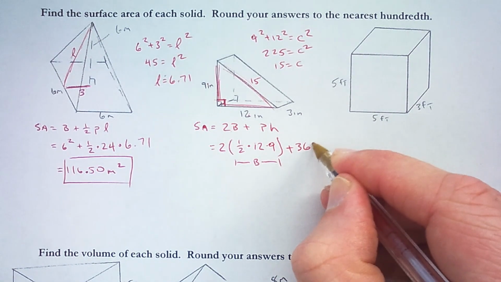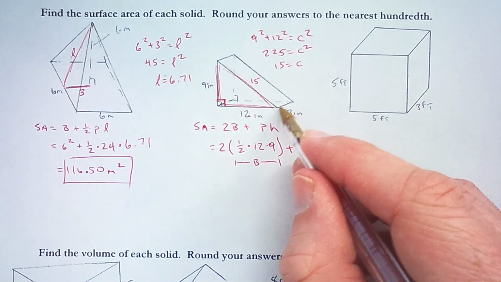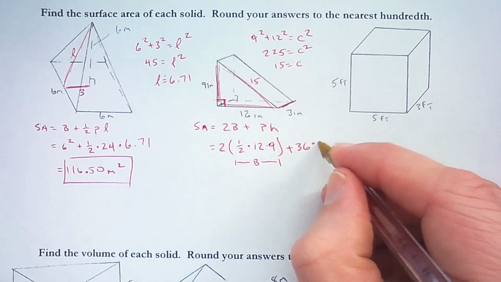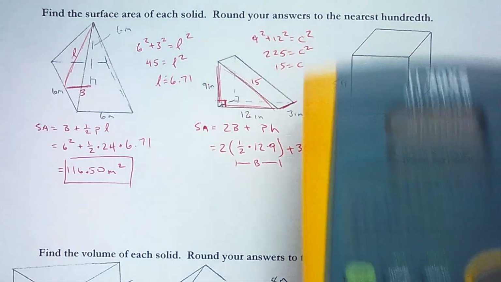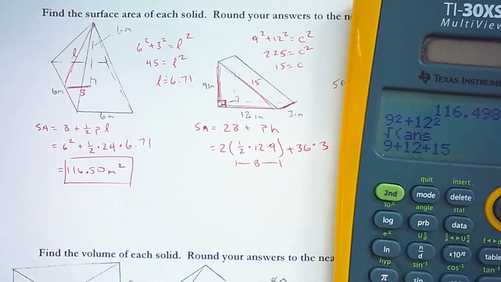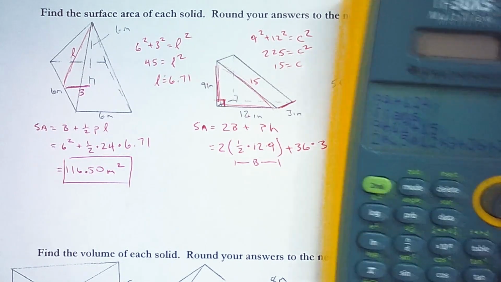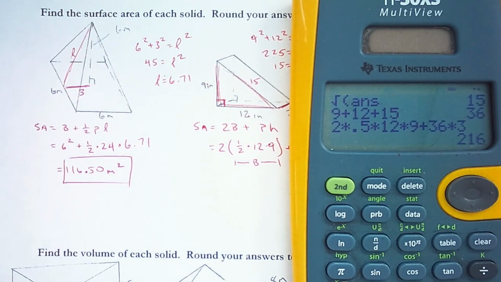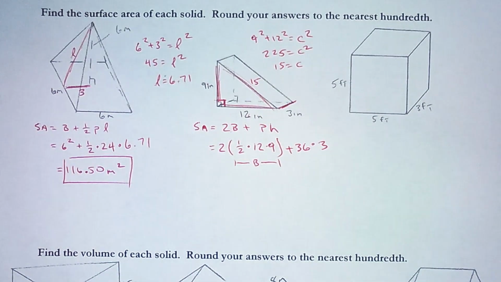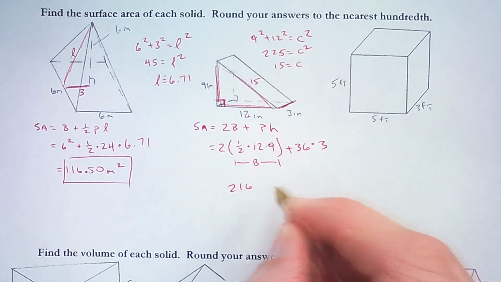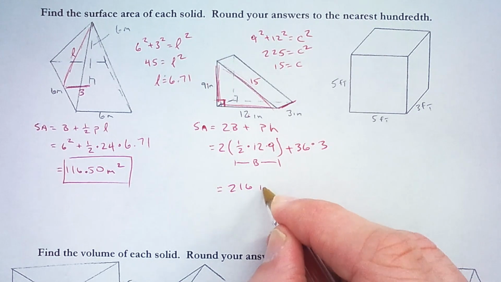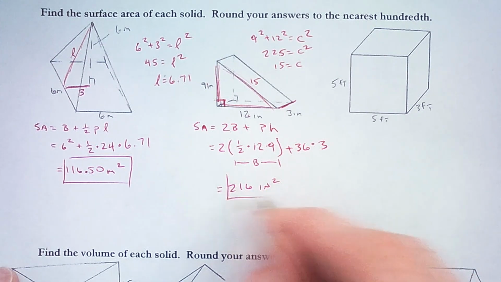And the height is the distance between the 2 triangular bases, and that is 3. So we have 2 times 0.5 times 12 times 9 plus 36 times 3. And that is 216. So we have 216 inches squared.